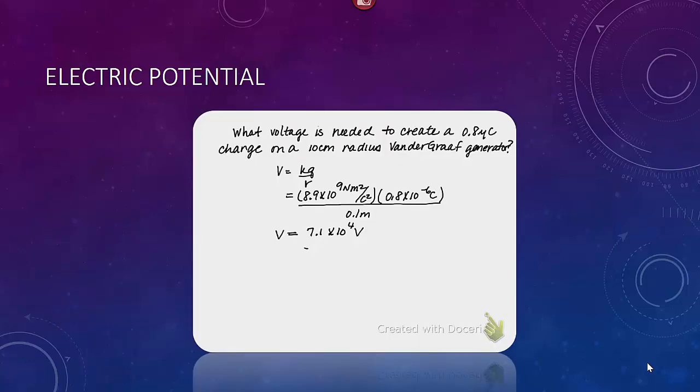The math wise, here's a little example: what voltage is needed to create 8/10 of a microcoulomb? It's a strange number. That much charge on a 10 centimeter radius Van de Graaff generator. Use the equation, plug things in. You get a pretty large number. Van de Graaff generators are fairly large voltages. Those are the ball things that make your hair stand on end and put out sparks that are so much fun to play with.